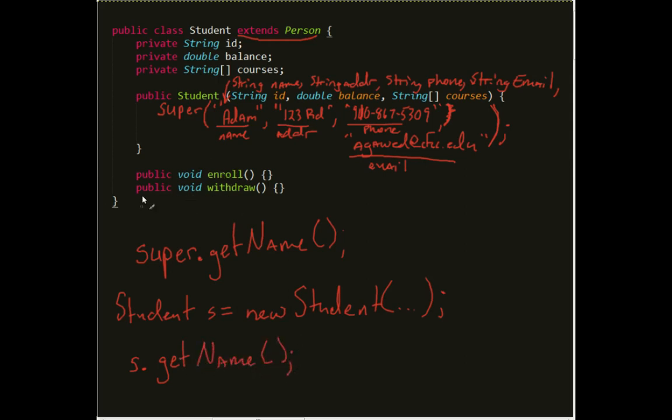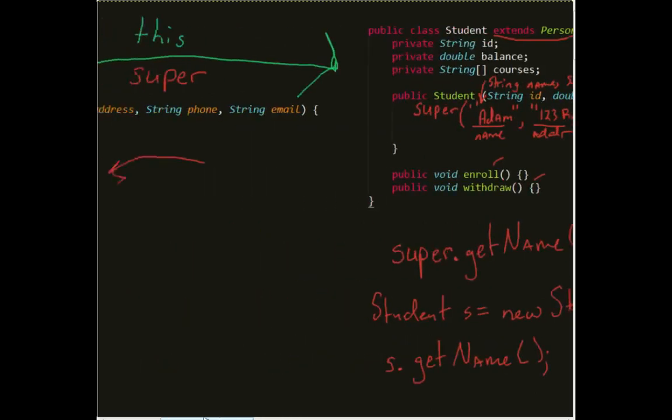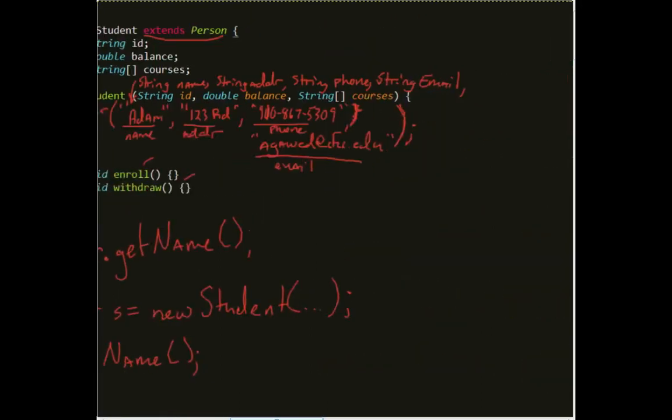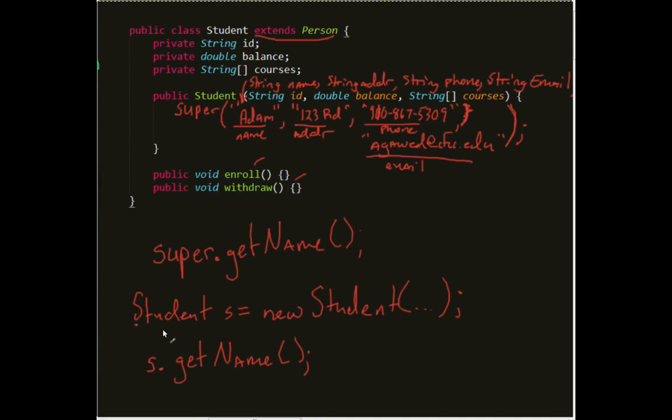Where did we make it over here? I see enroll, I see withdraw, but where is it? It's not here. It was inherited from our super class. So now my subclass has access to it as well.